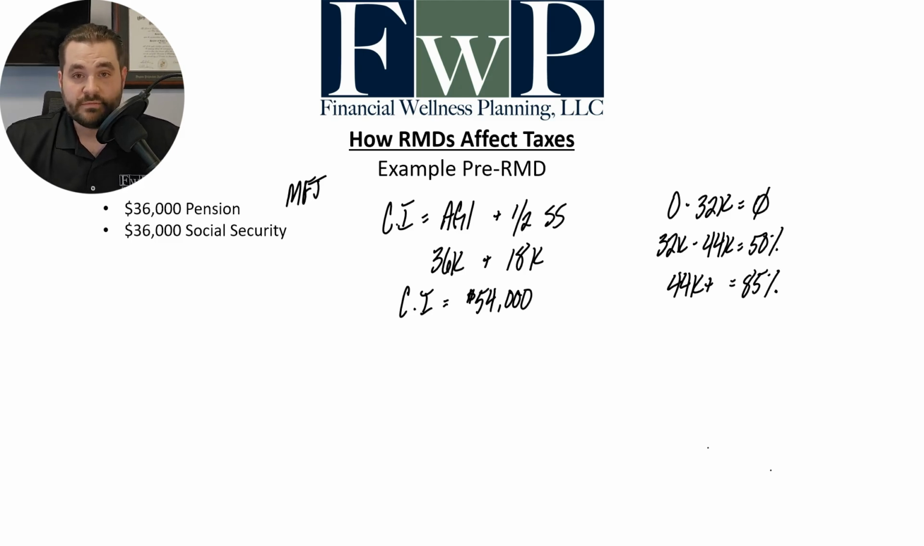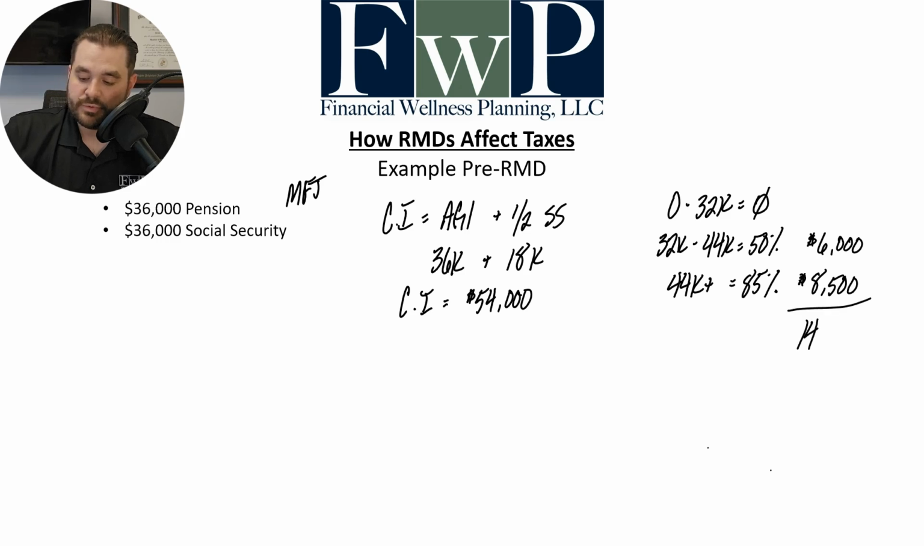If we take the $54,000, the first $32,000, none of that counts. From $32,000 to $44,000, half of that is going to count. So in their case, it's going to be $6,000. And then for anything over that $44,000 threshold, 85% of that is going to count as their taxable Social Security. So their combined income is $54,000. That threshold is $44,000. There's $10,000 above that threshold. If we multiply that by 85%, that's another $8,500 of Social Security that could be subject to taxes. If we add these together, their total taxable Social Security is $14,500.